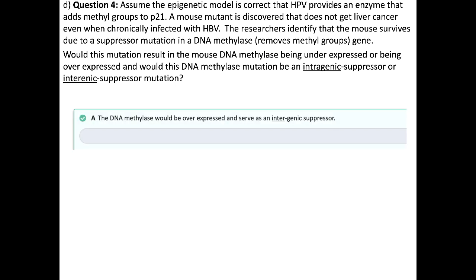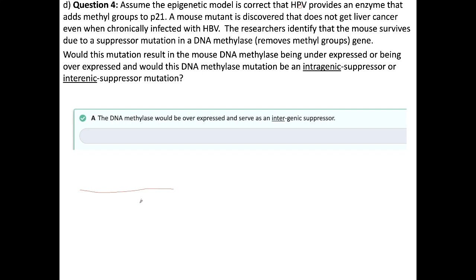Okay, let's talk about question 4. We're going to assume that the answer to question 3 is correct, that there is an epigenetic model that methylates the P21 promoter, and that somehow HBV provides an enzyme that adds methyls to the P21. So the model now is this.